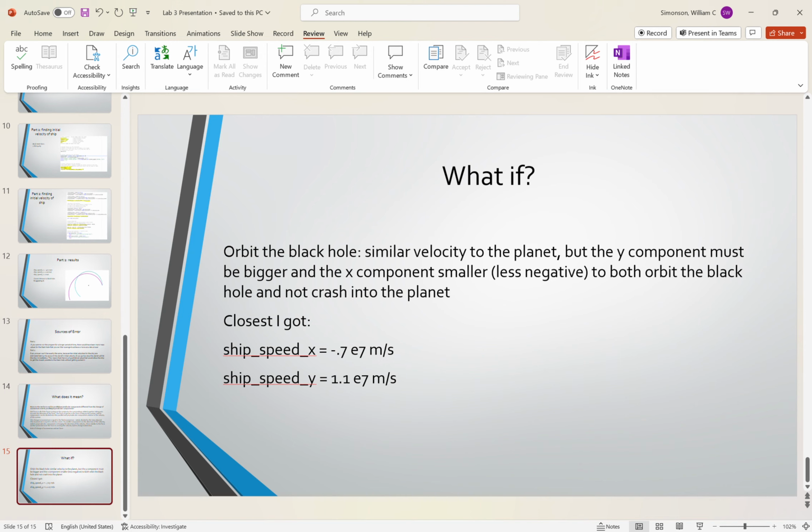So, I attempted to find the initial components that would allow the ship to orbit, and the closest I got was finding the y component being a little bit bigger than the initial y originally, and the x component being smaller than the planet's.